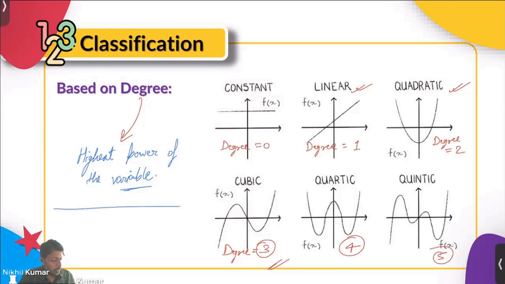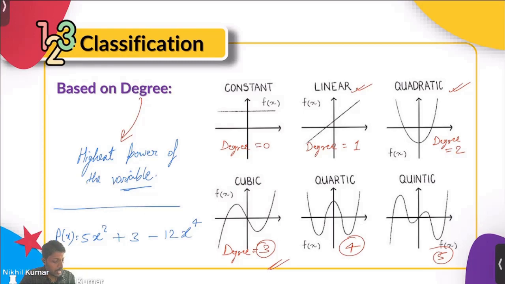Let's say we have 5x square plus 3 minus 12x to the power 4. This is a polynomial p of x. And if someone asks, what is the degree of this polynomial? Can you tell me the degree of this polynomial? Pause the video and think for a while and then tell me your answer. Yes, the degree is 4. How did we know that?